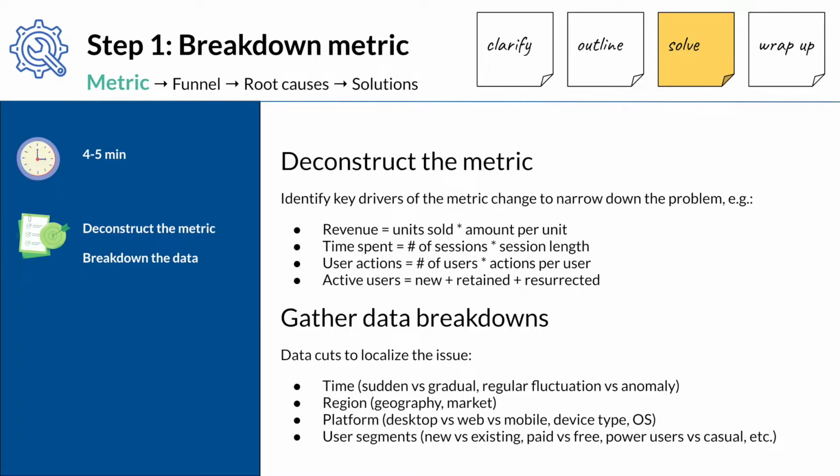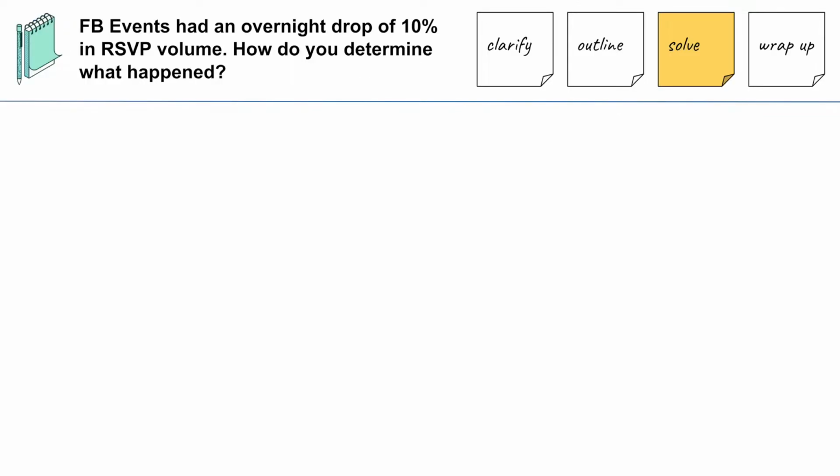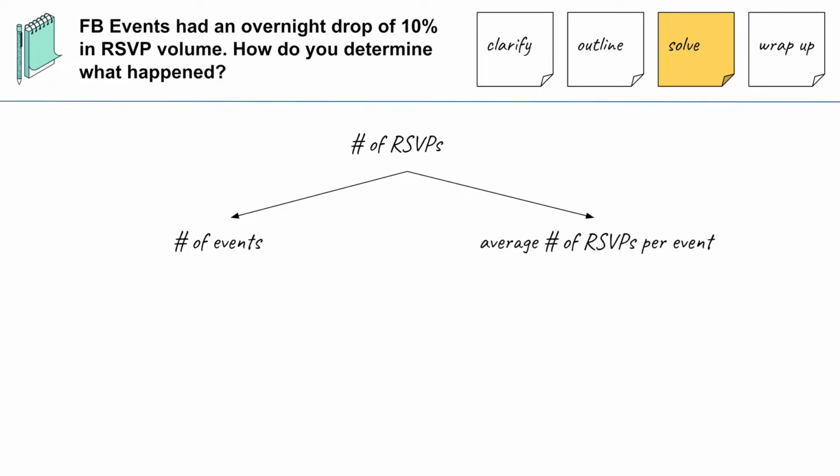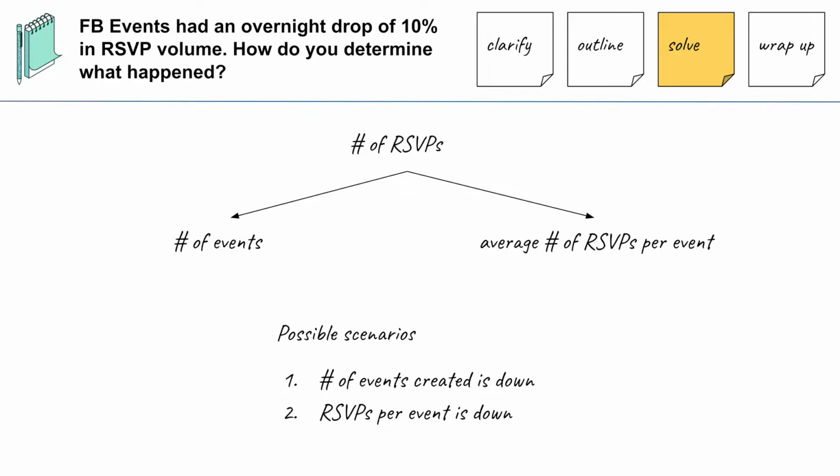So let's break down the metric in our example. RSVP volume, or the total number of RSVPs, can be broken up into number of events and the average number of RSVPs per event. So in order for the total RSVP volume to be down, the following must be true. Either the number of events created is down, which indicates the problem with event creation or supply side, or the average number of RSVPs per event is down, which indicates the problem with demand side. Or both 1 and 2 could be true.